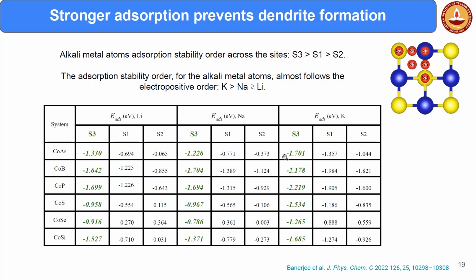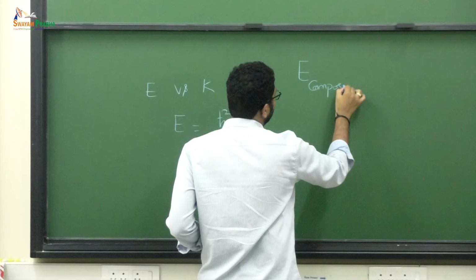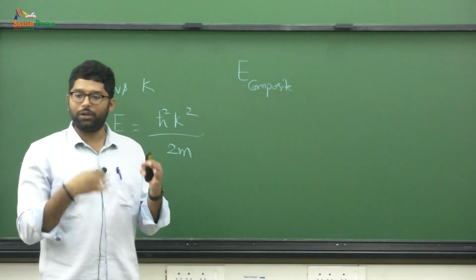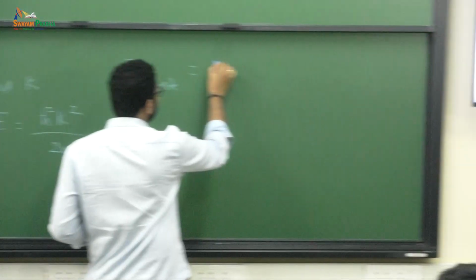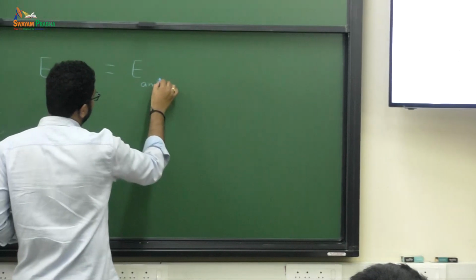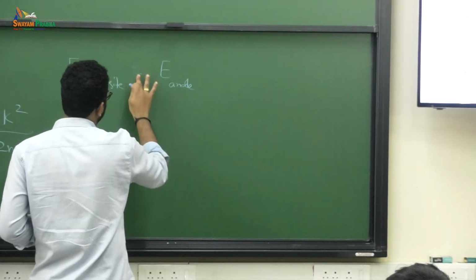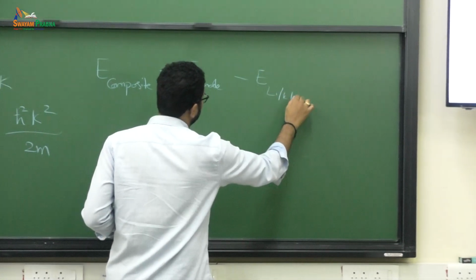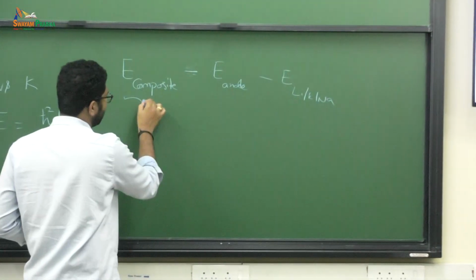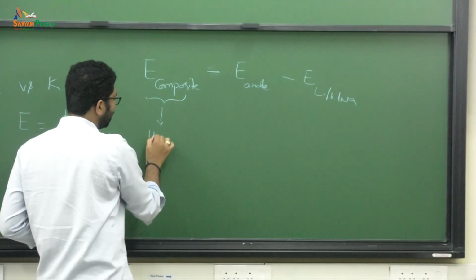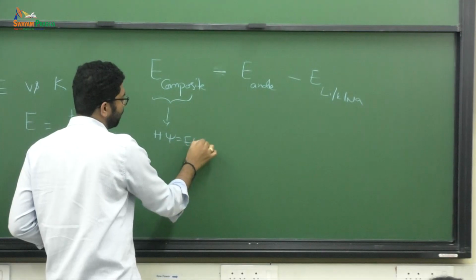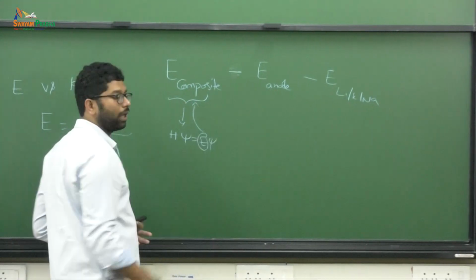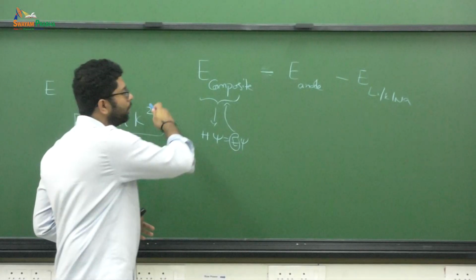How do you calculate generally these adsorption energies? You simply calculate the energy of the composite. What is the composite? Both the metal atom and the anode. You calculate that and also the energy of the anode, and you subtract these, and also the energy of the lithium atom or the sodium atom or the potassium atom. How do you obtain these energies of each of the system? Use your H psi equals E psi. So this E corresponds to the composite or something, and then you calculate.